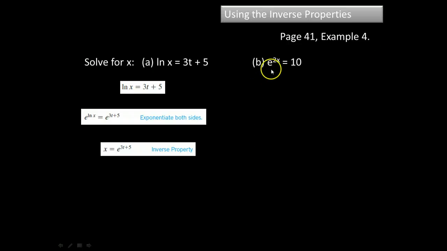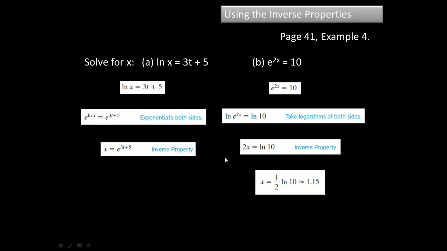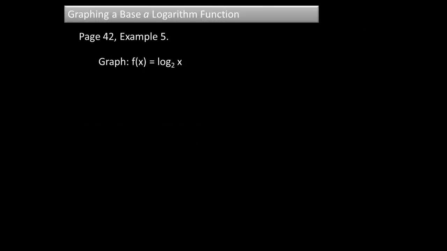All right, and letter B, e to the 2x equals 10. Well, if I want to get rid of an e, I know the inverse of e is natural log, so I'm going to take the natural log of each side. The natural log of e to the 2x is equal to the natural log of 10. And the natural log and the e sort of cancel one another out. That leaves me with 2x equals the natural log of 10. We're going to solve for x by dividing each side by 2. So the natural log of 10 divided by 2 is approximately 1.15. Okay, and that's using our inverse log properties. So not too bad. Hopefully you remember those things from pre-calc.